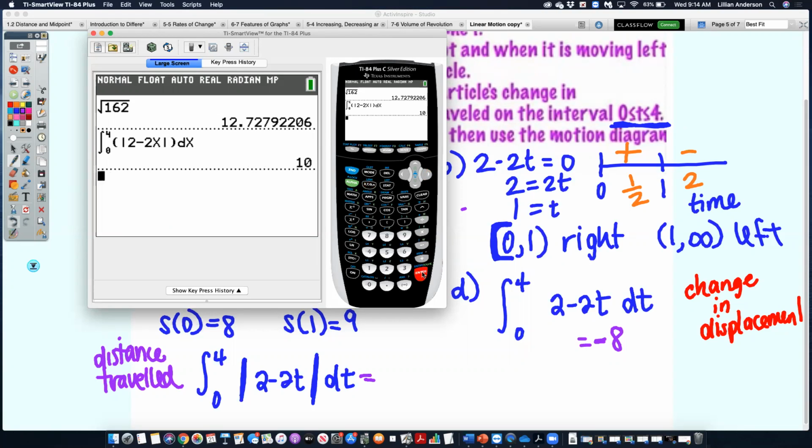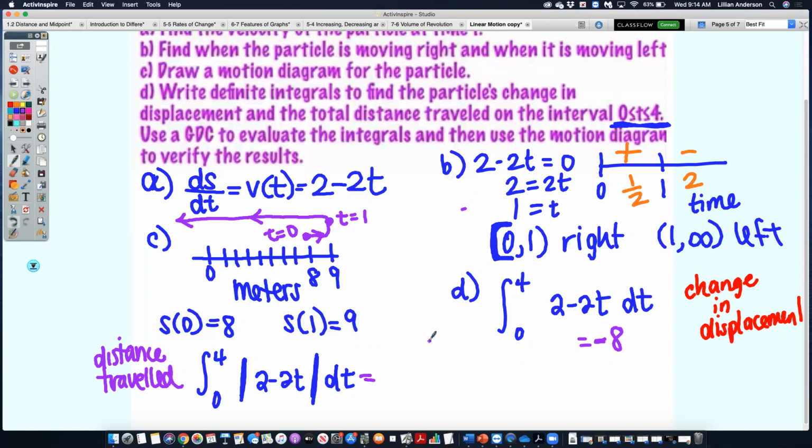So that 10 represents that the particle has traveled a total of 10 meters from where it initially started at 0 seconds to where it is now after 4 seconds, okay? So we can verify this as well by finding S of 4. Plug in 4 into the original function. You guys should have the original function written down. Plug in 4 into the original function and tell me what you get. You get 0.